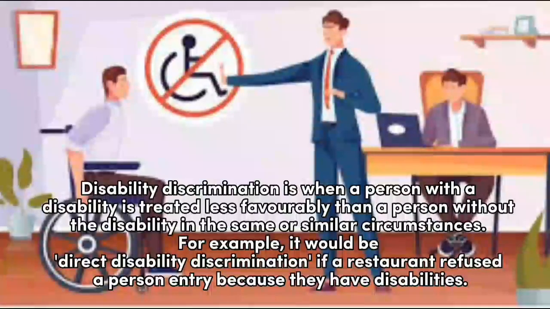And lastly, disability discrimination is when a person with a disability is treated less favorably than a person without the disability in the same or similar circumstances. For example, it would be direct disability discrimination if a restaurant refuses a person entry because they have disabilities.